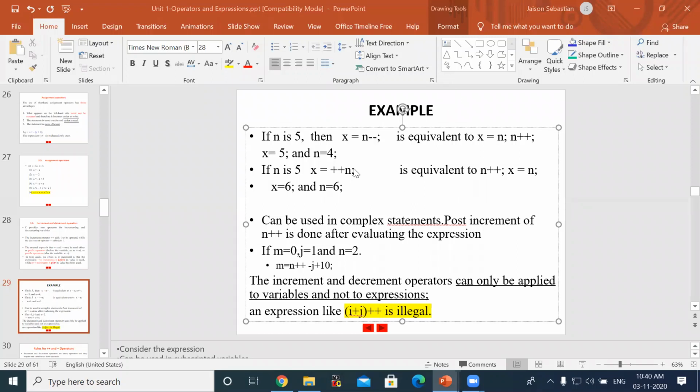If I'm using a prefix decrement operator, what will be the value of x and n? Others can answer in the chat box, x and n. Unmute and speak, no problem. Here I'm using it as a prefix operator.